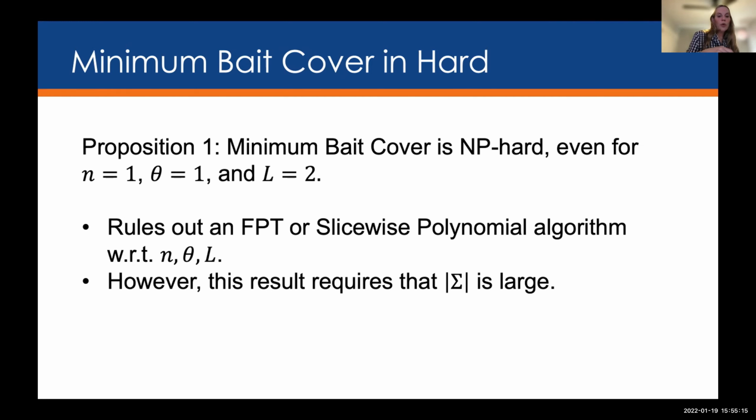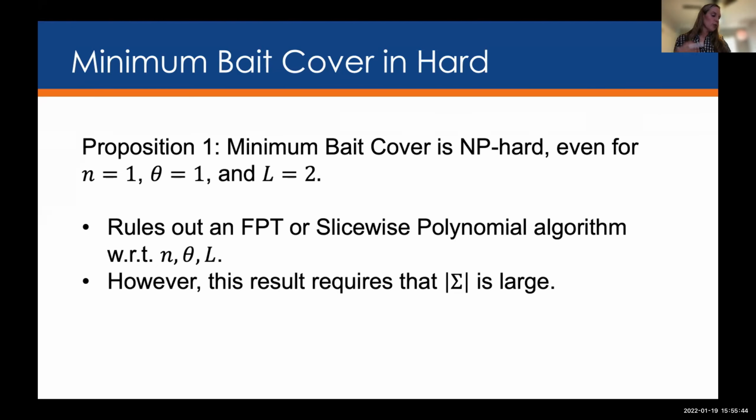However, we should point out that this result requires, in the proof, that sigma is somewhat large. Since we are primarily interested in instances of the problem where sigma is equal to 4, this might leave some hope for small alphabets, for there to exist an efficient parameterized algorithm for small alphabets.